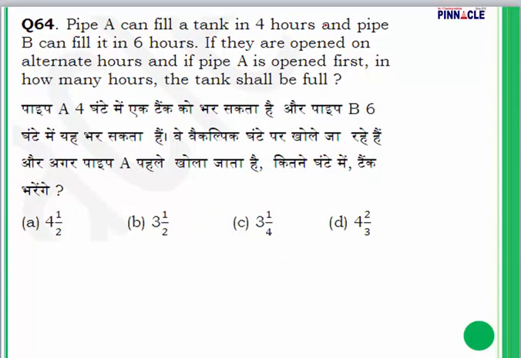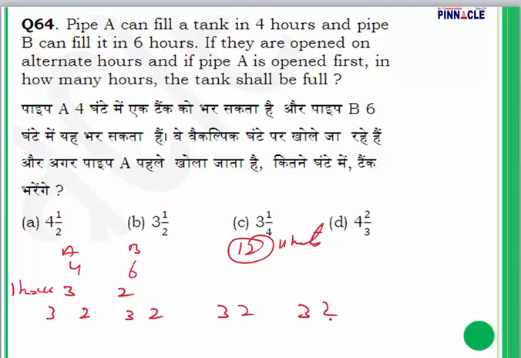Pipe A can fill a tank in 4 hours and pipe B can fill it in 6 hours. If they are open on alternate hours and if pipe A is open first, in how many hours will the tank be full? Now, A and B take 4 hours and 6 hours, so total is 12 units. A fills 3 units and B fills 2 units in 1 hour. First A is running and second B is running, 3 then 2, 3, 2, 3, 2. In this way it will run and we have to make a total of 12.